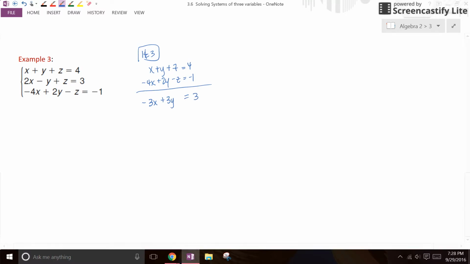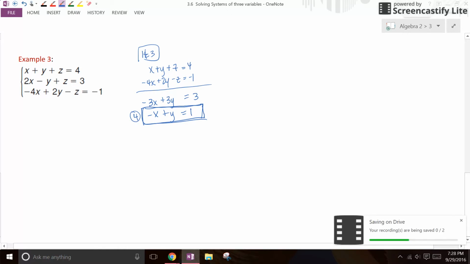The z's canceled like we had hoped. And look, we got 3's everywhere. So why not negative x plus y equals 1? That doesn't always happen. It seems to have happened a lot in this video, but this is great that it does. That's my new equation 4, or whatever you want to call it. Now, that was 1 and 3 combined.